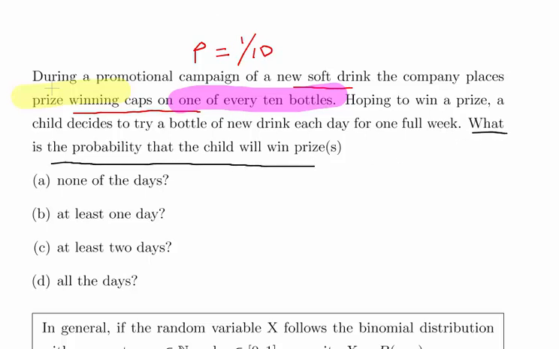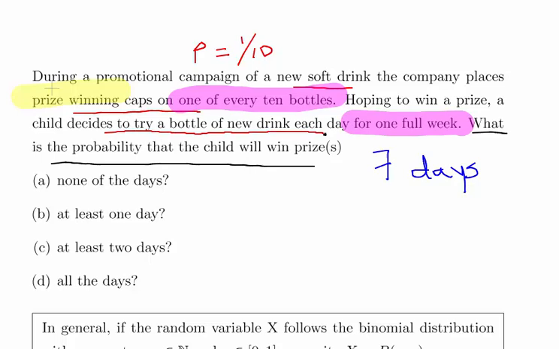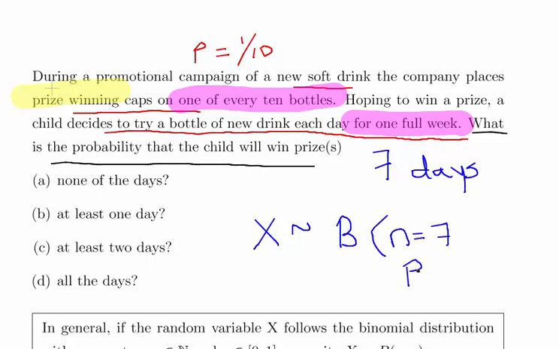Again, we have a week there, so 7 days. So there's 7 trials. Each day is our trial there. Try a bottle of the new drink each day for 1 week. That's our trial, and it's the number of trials. So 7 days. So it's pretty much set up as a binomial distribution. So X is binomial with n equal to 7 and p equal to 1 in 10.